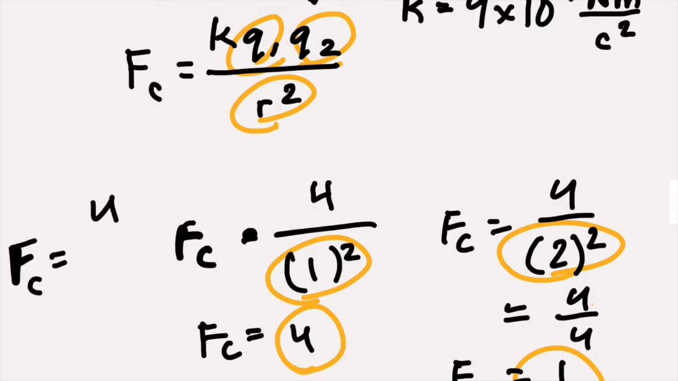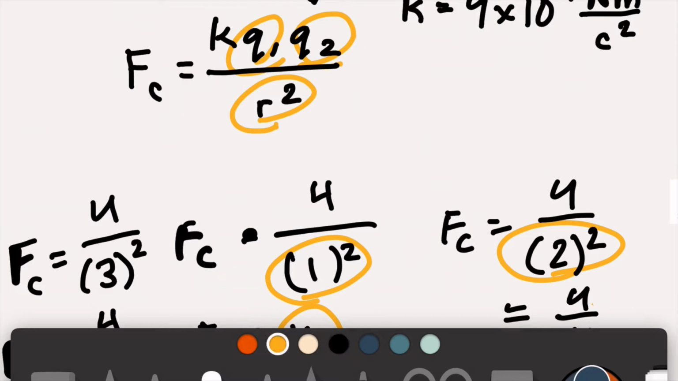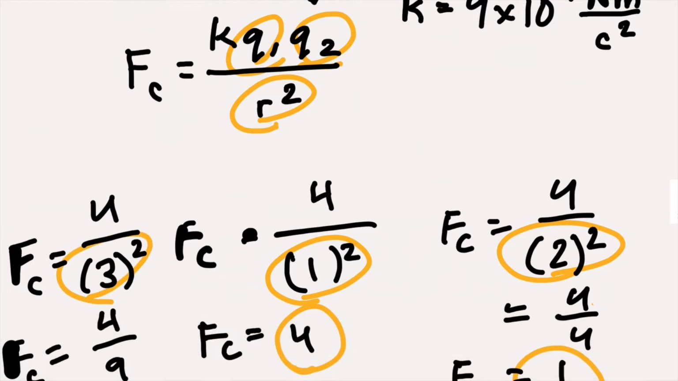So we have 4 up here, and let's say we tripled it. Then what do we get? We get 4 over 9. Fc is equal to 4 over 9. What's the relationship? Well, when we tripled r, Fc is 1/9 the original value.